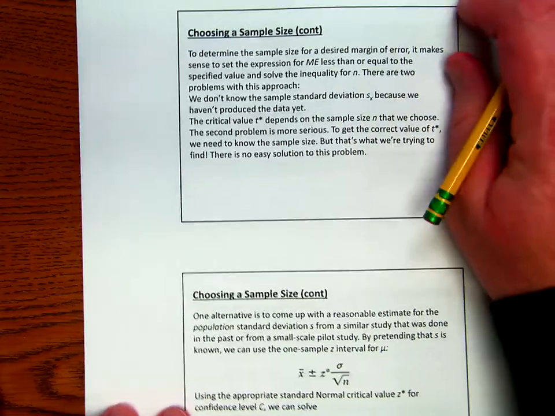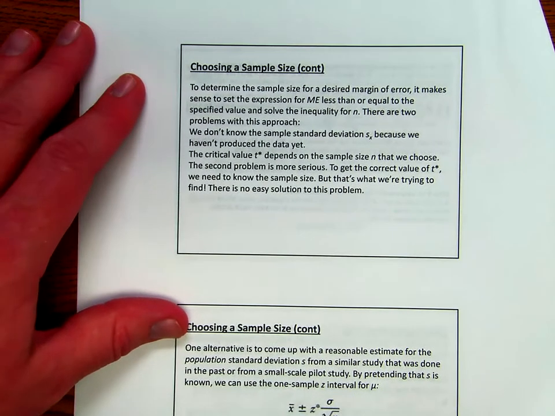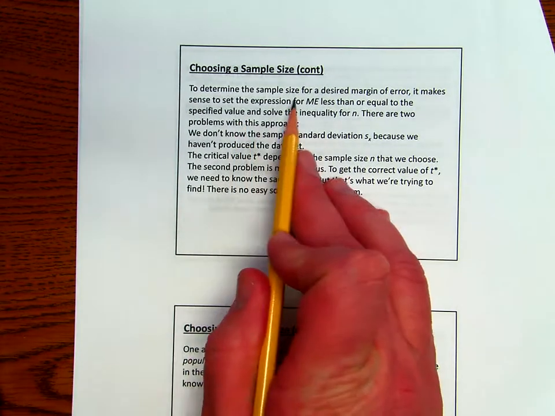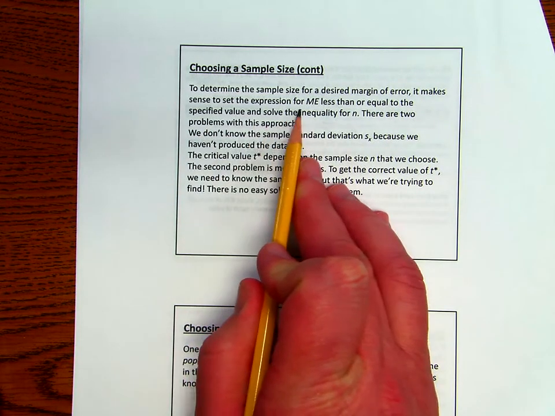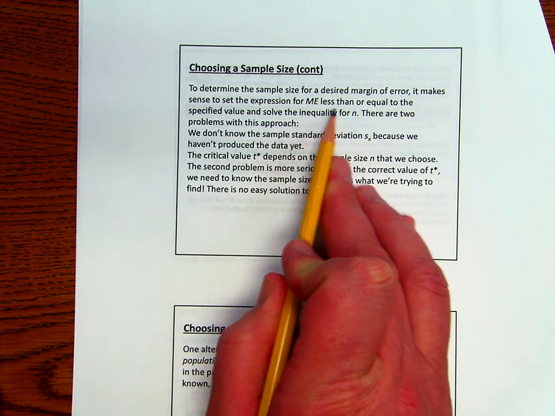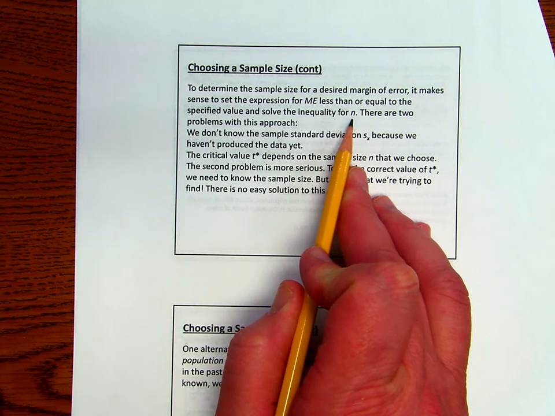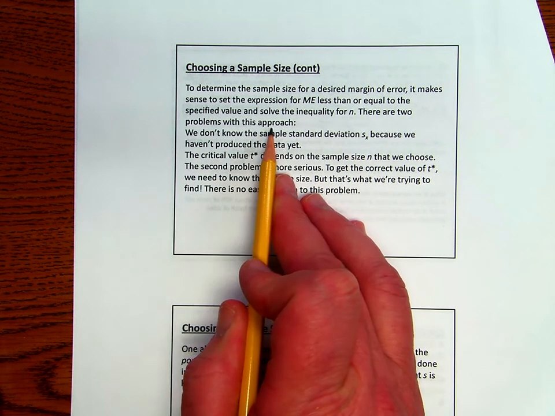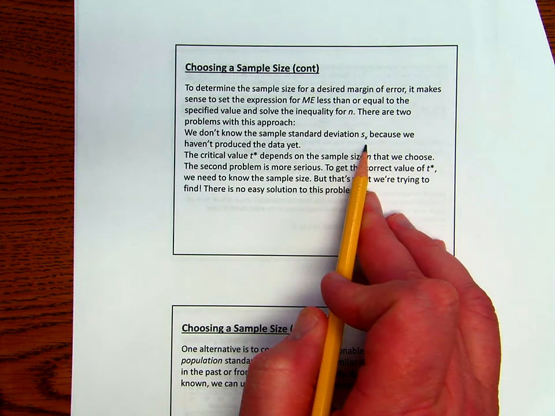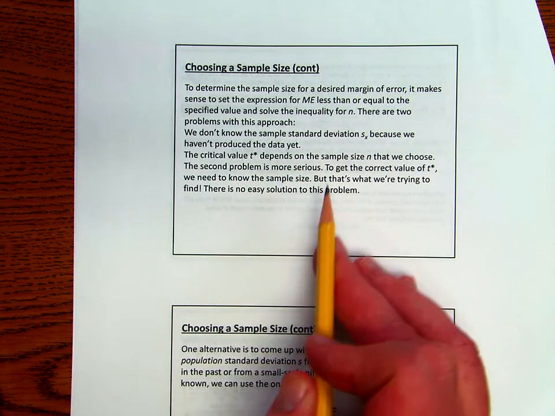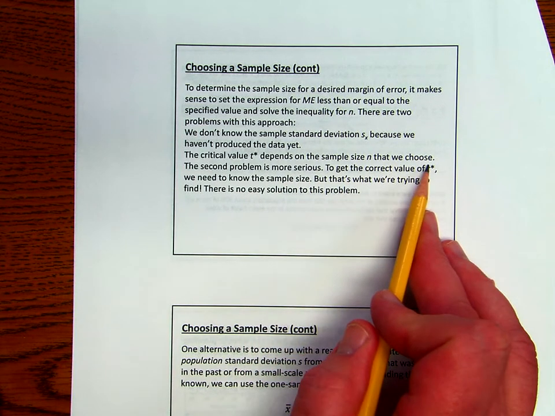Okay, so these are the difficulties that we need to overcome, and how do we deal with it? To determine the sample size for desired margin of error, it makes sense to set the expression for margin of error less than or equal to the specified value and solve the inequality for n. There are two problems with this approach. We don't know sample standard deviation S sub x because we haven't produced any data yet. The critical value t star depends on the sample size n that we choose.